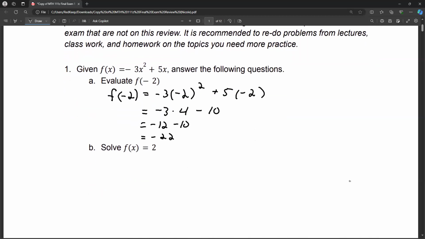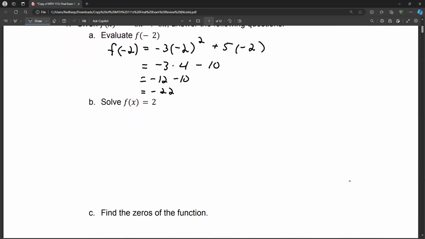Moving on to part B, we're asked to solve f of x when it's equal to 2. So I'll start by just saying -3x squared plus 5x, which was our f of x function above. And we're going to set this equal to 2. To solve this, we're going to subtract 2 from both sides of the equation and find that -3x squared plus 5x minus 2 is equal to 0.